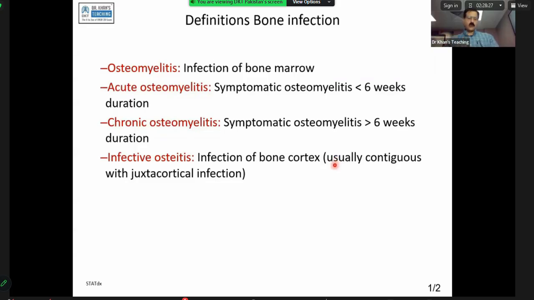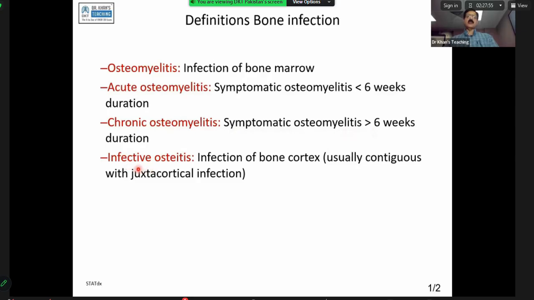A few terminologies should be in your mind as concepts. Osteomyelitis is infection of the bone marrow. Acute osteomyelitis is symptomatic osteomyelitis, by definition less than 6 weeks duration. Plain film is not good here. Chronic osteomyelitis, and here MR is very good. In chronic osteomyelitis, by definition, it will be more than 6 weeks.